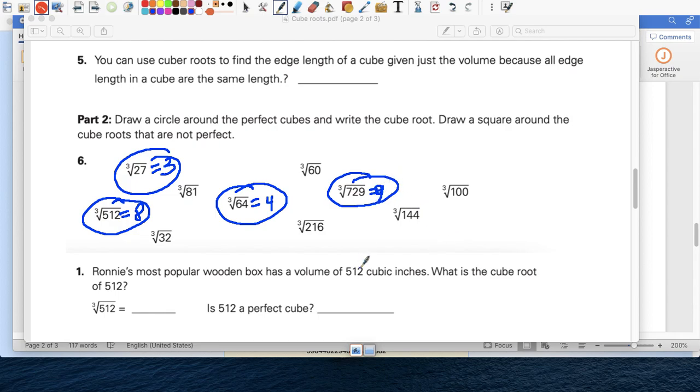Okay, now those are perfect cubes. The rest are not perfect cubes. For example, 144: there is no number that multiplies by itself 3 times that gives you 144. But it's a perfect square, right? Because 12 times 12 is 144, so the square root of 144 will be 12. But we're talking about cubes, so that's not it.